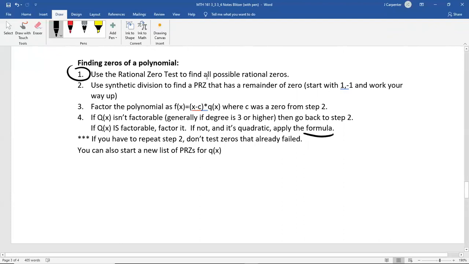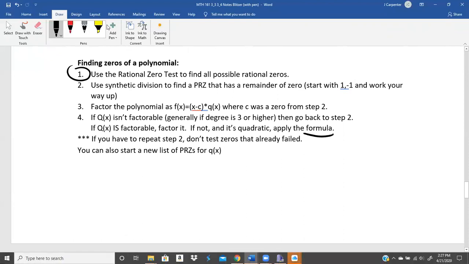Use synthetic division to find which one, actually find one that works. We've done synthetic division before, but not in this section. And I said a good method is to start with the smallest number in absolute, do its positive then negative, and work your way up until you find a remainder of 0.